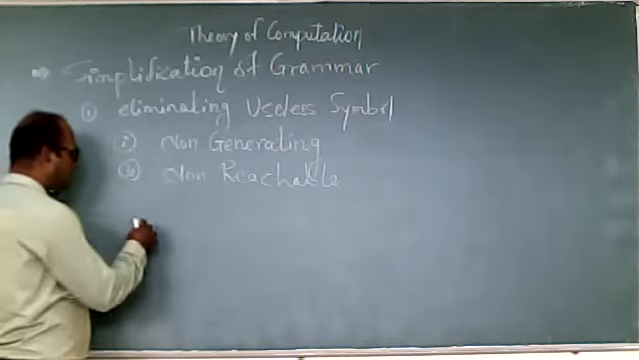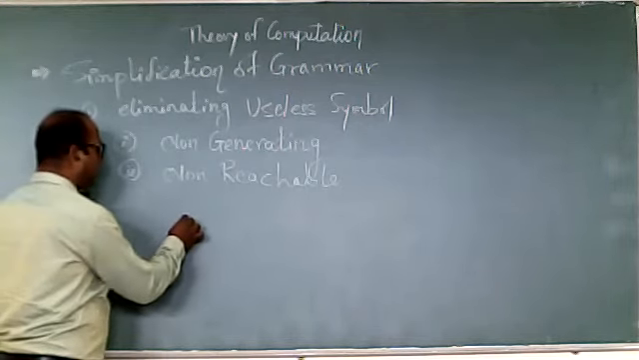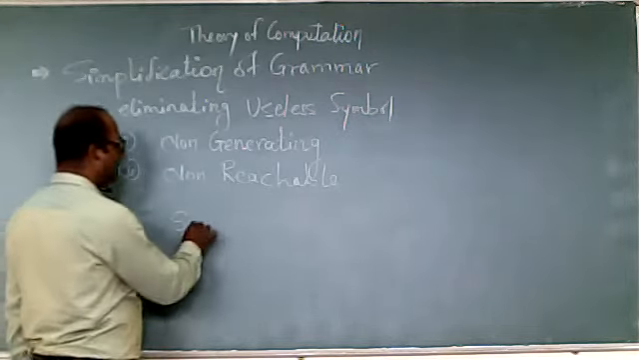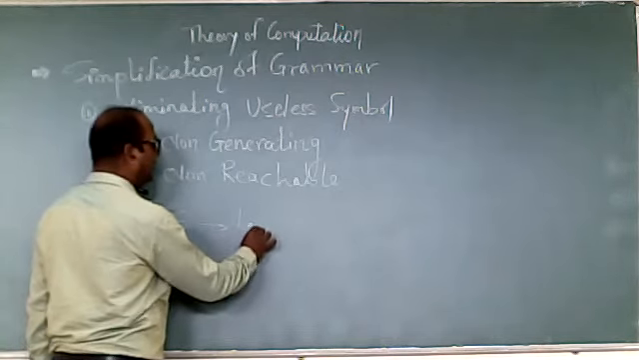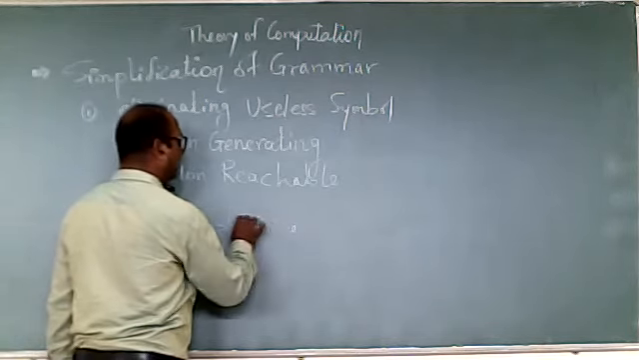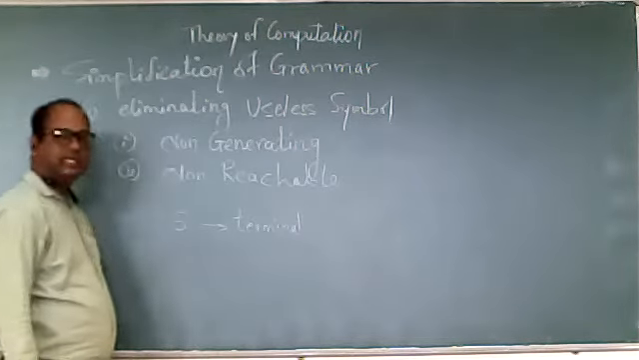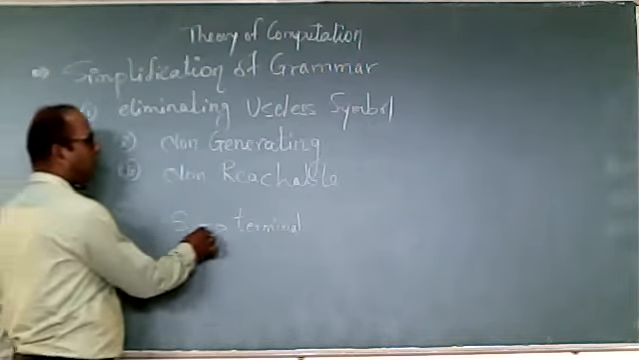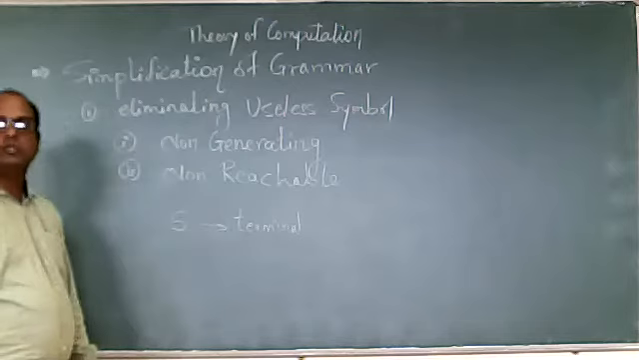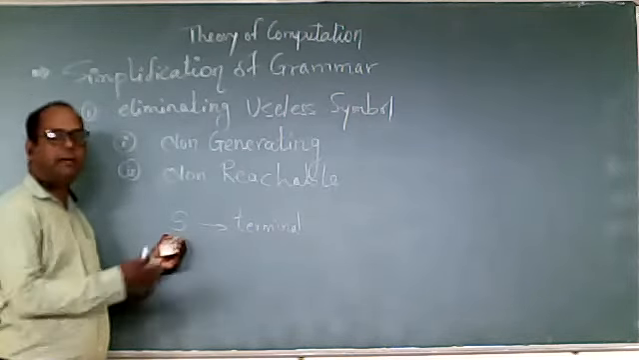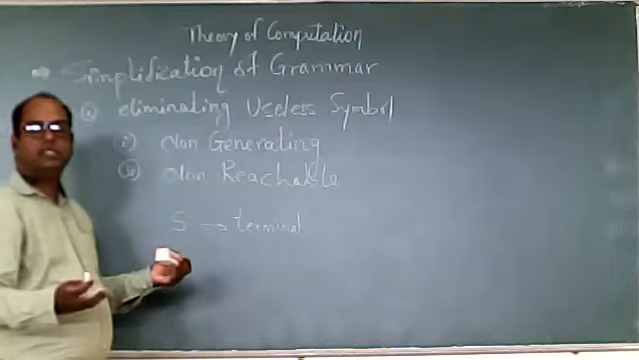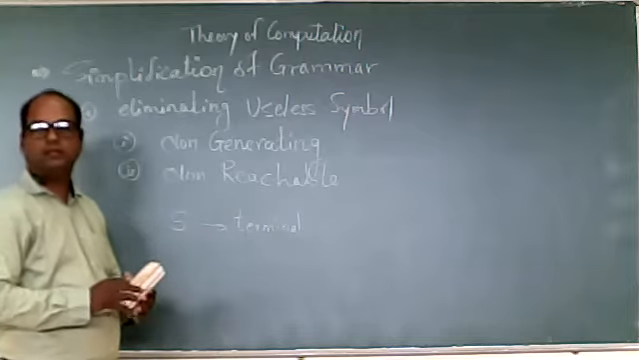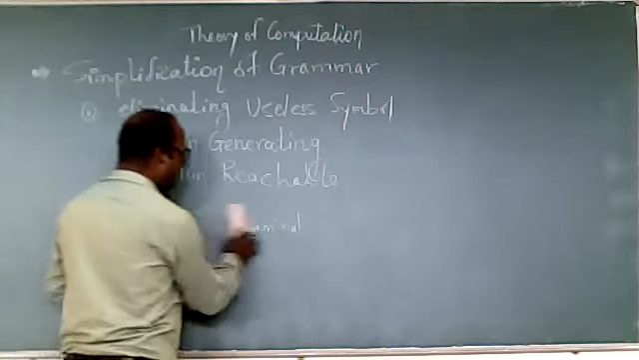Now, non-generating first. If S is a variable, from this S variable I must get the terminal, because a string is made up of terminals. So from every symbol, we must get the terminal. If with the help of the variable I am not able to reach the terminal, we will say this is non-generating, because we cannot replace this variable with the terminal.